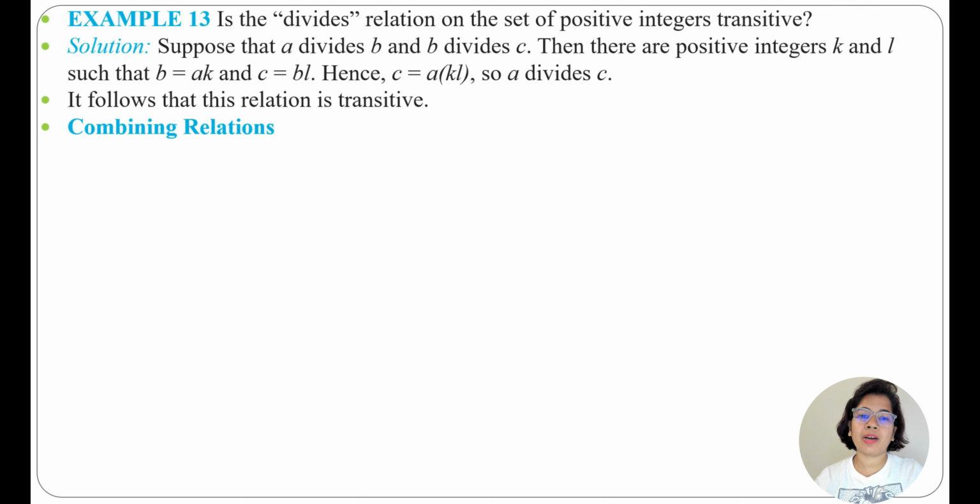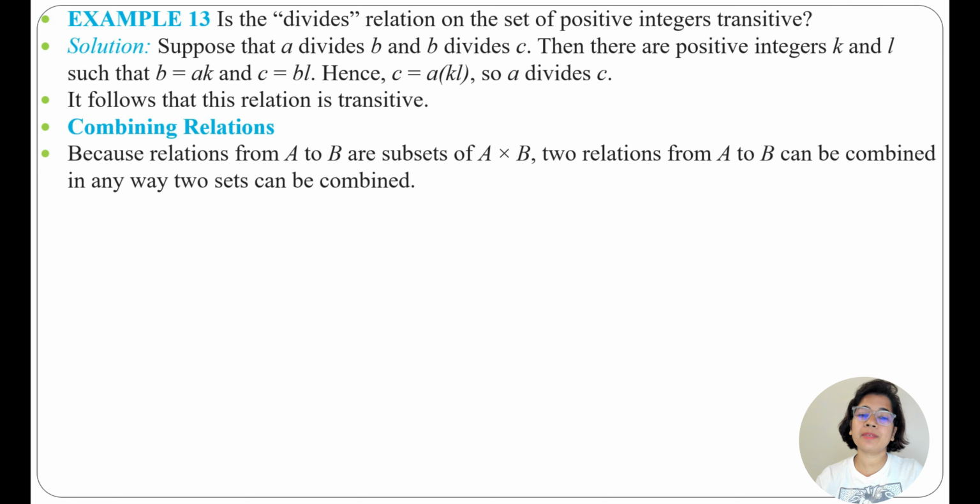In relation, I already discussed reflexive, symmetric and transitive relation. Next I will discuss combining relation. We can combine multiple sets in the same way we can combine multiple relations. Because relations from A to B are subsets of A Cartesian product B, two relations from A to B can be combined in any way two sets can be combined.